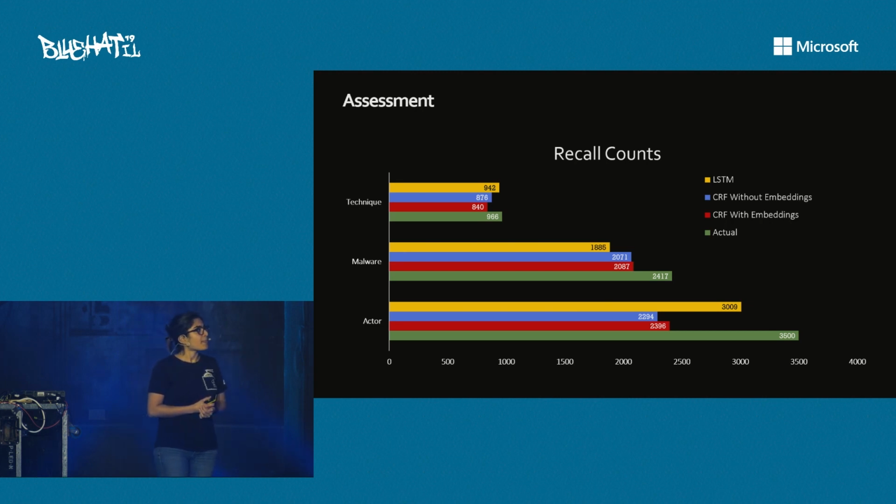The yellow bars are the LSTM. The blue ones are CRF without embeddings, and the red ones are the CRF with embeddings. We can see that for the actor class, the LSTM does much, much better than the others. But in all the other classes, their performance is pretty similar, where the trade-offs could involve just efficiency.